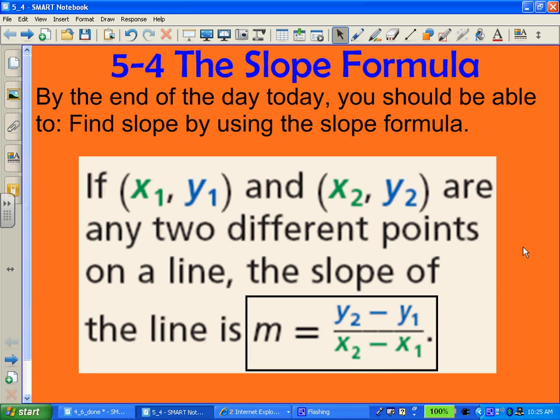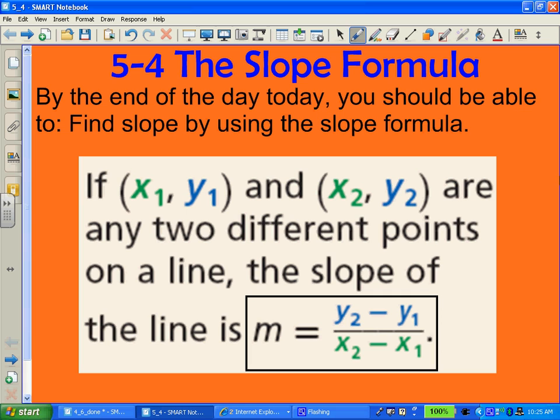Welcome to 5-4, the slope formula. Now, we just spent some time in 5-3 talking about rates of change, and we kind of introduced the concept of slope and how to count it using a graph. Today we're going to talk about how can we find slope without the graph, but with just 2 points from the line. And we have what we call the slope formula.